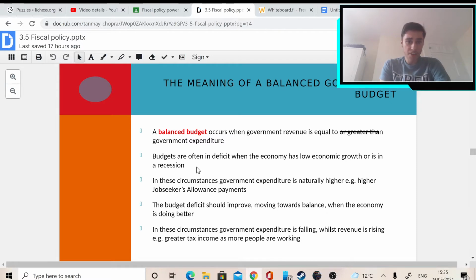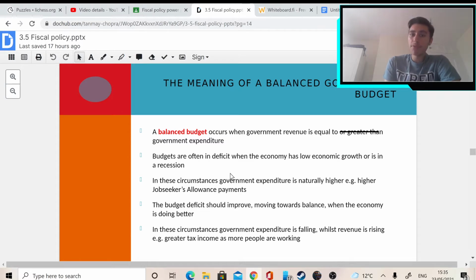So budgets are often in deficit when the economy has low economic growth. As we know, economic growth refers to the output, the total value of goods and services that an economy is producing. So if there is low economic growth, that means the value of goods that we are producing is inadequate. It's not enough, as compared to the previous years. So this will lead to a budget deficit.